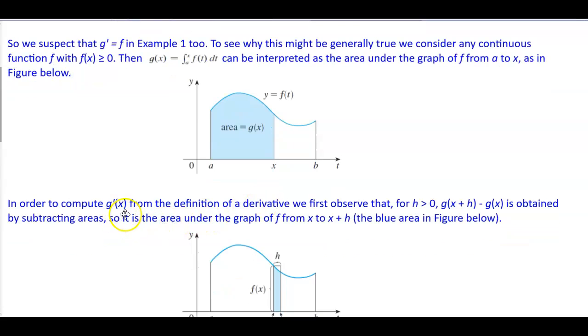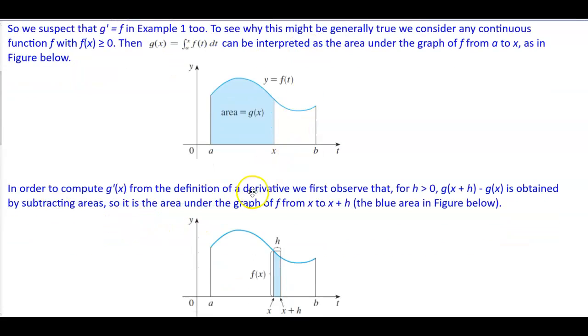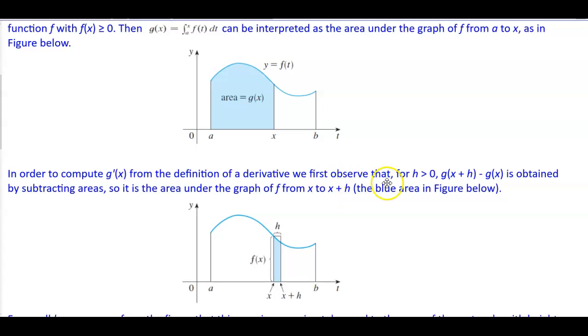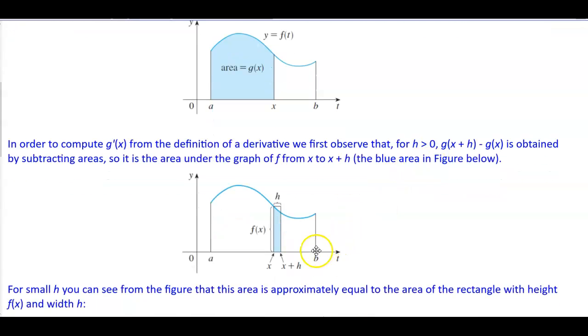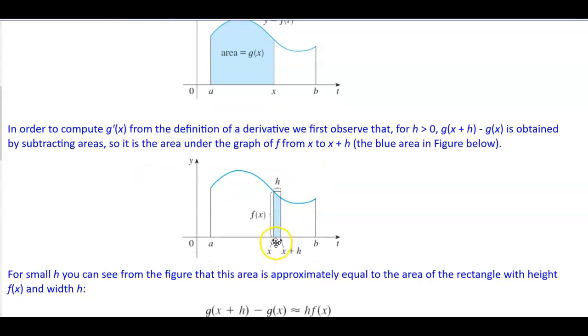Now, in order to compute g prime of x from the definition of a derivative, we first observe that for h greater than 0, g of x plus h minus g of x is obtained by subtracting areas. So it is the area under the graph of f from x to x plus h, which is the blue area in this figure below.